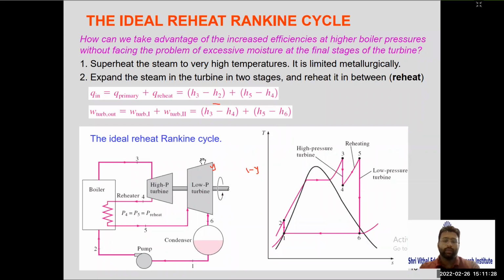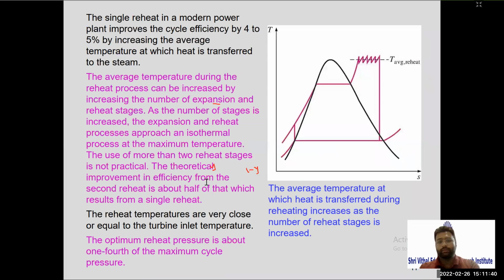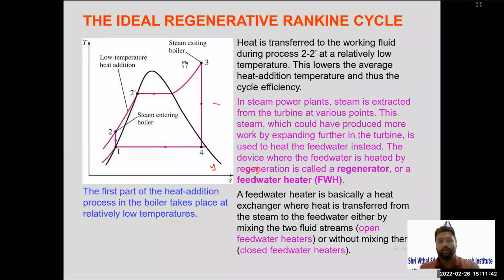In reheating, first steam is expanded in the high pressure turbine, then again it is reheated in the boiler. Reheated steam is passed to the low pressure turbine. So there is a two-stage work done produced. Next was regenerative cycle. In regenerative, what we do is increase the temperature of feed water with the help of steam which is extracted from the turbine.